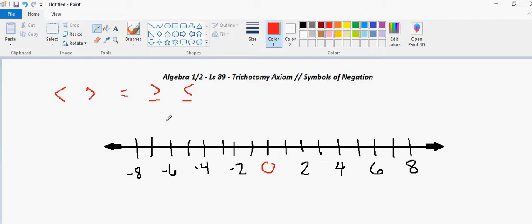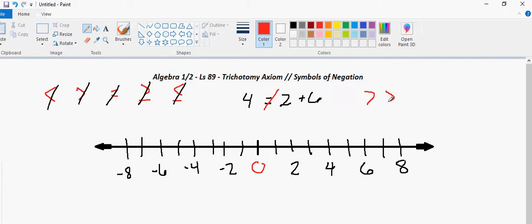We can negate each of these symbols by drawing a slash. I'll show it in a different color to show you. A slash means opposite of, complete opposite of. We are negating the symbols so that we could say 4 equals 2 plus 6? No. Or 7 is greater than or equal to 10?